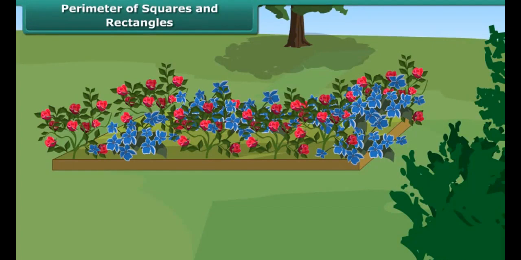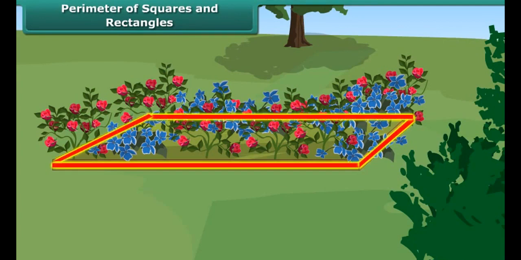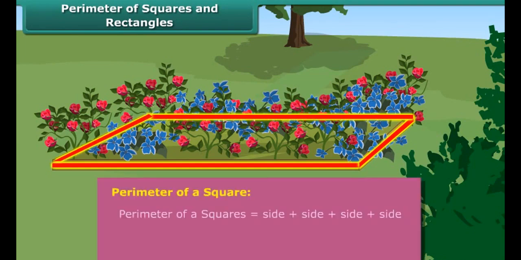Perimeter of squares and rectangles. Students, can you measure the boundary of the flower bed in the park? Yes, by measuring the sides of the flower bed. So, the perimeter of a shape is the outer boundary of the shape. The perimeter of a square is the sum of the sides of the square. You understood what is perimeter?